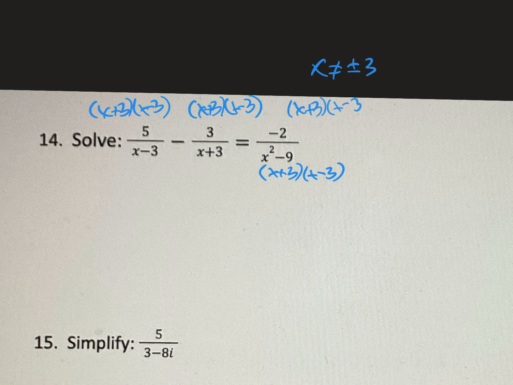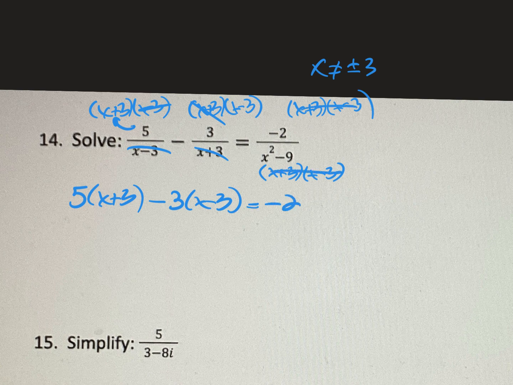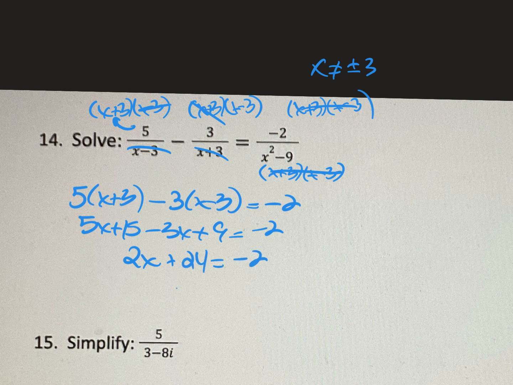And what's going to happen, watch this, they cancel. That leaves a 5 times x plus 3. By the way, I'll just write it out. 5 times x plus 3. The second one, the x plus 3 is canceled. That leaves a minus 3 times x minus 3. On the third one, everything cancels. It's just negative 2. And in one step, all the fractions are gone. So distribute here. That's a plus 9, by the way. Negative 2. So on the left-hand side, 5x minus 3x, 15 plus 9 is 24. Move that 24 over, divide by 2, bam, negative 13.